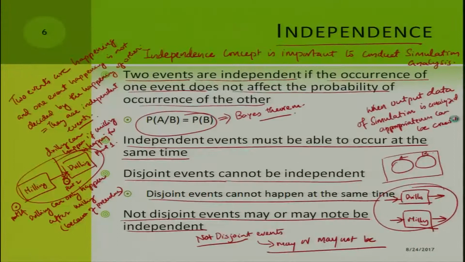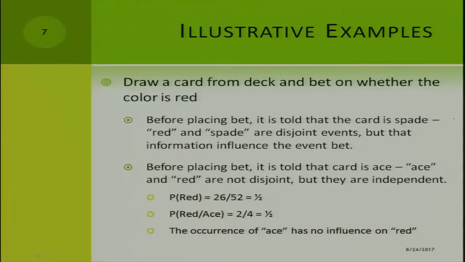So, continuing on, here is an illustrative example for what we presented earlier. Let us think about an experiment. The experiment is this: draw a card from a deck and bet on whether the color is red. You draw a card from the deck and you say whether it is red or black. Before placing the bet, it is told that the card is a spade.